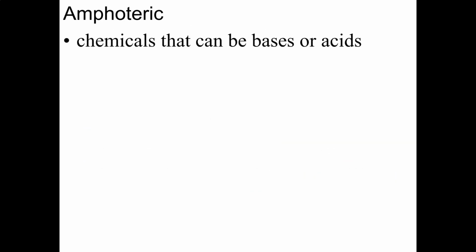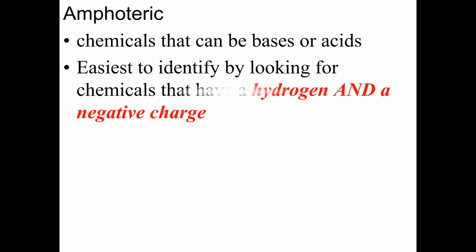All right, amphoteric. Any substance that can act as both an acid or a base is considered amphoteric. An easy way to identify these, if you don't want to memorize a whole bunch of them, is to look for substances that have an H and a negative charge. Those are always amphoteric. The one exception is H2O. H2O is amphoteric, but it has no charge at all. It's the only substance that's neutral and has amphoteric abilities. Everything else basically has a negative charge and a hydrogen.